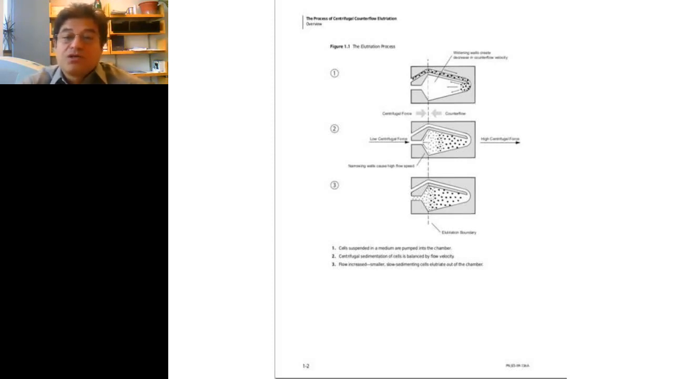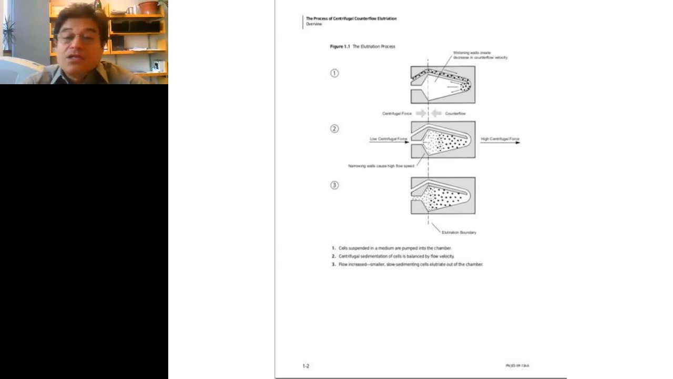So to illustrate this, we have this drawing, and what we're illustrating here is the actual chamber of the elutriator. Hold on, I can illustrate this, I think. Which is right here. This is the area that is the elutriation boundary. During loading, the cells have a tendency to want to be moved out in the direction of the centrifugal force, which would move things in this direction. But at the same time, you can see illustrated a counterflow through the small path here, and that eventually will flow in the opposite direction.